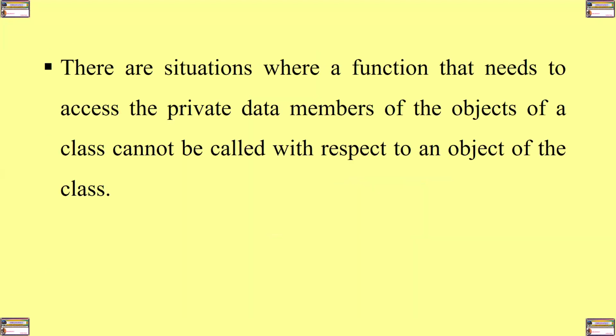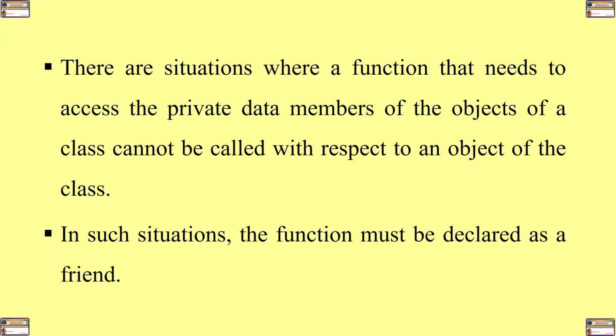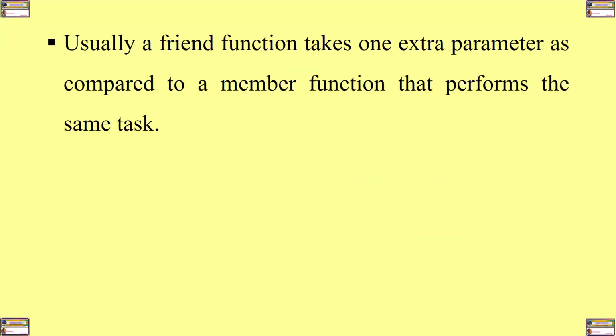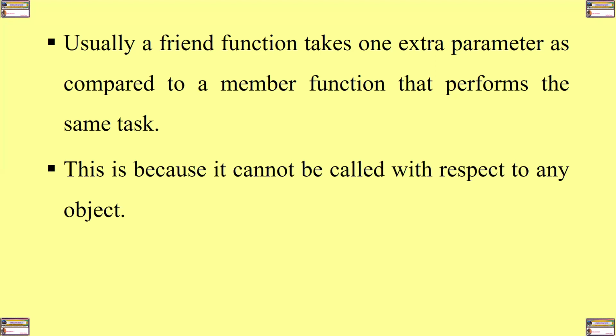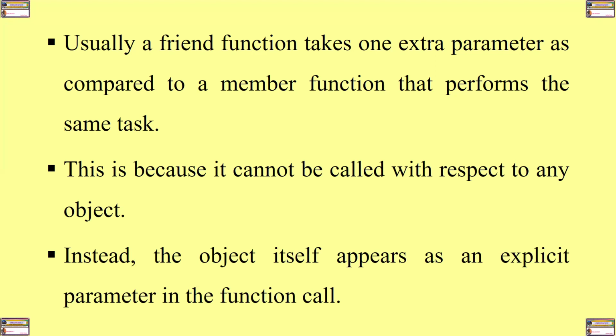There are situations where a function that means to access the private data members of the objects of a class cannot be called with respect to an object of the class. And therefore, in such situations, the function must be declared as a friend. Usually, a friend function takes one extra parameter as compared to a member function that performs the same task. This is because it cannot be called with respect to any object.